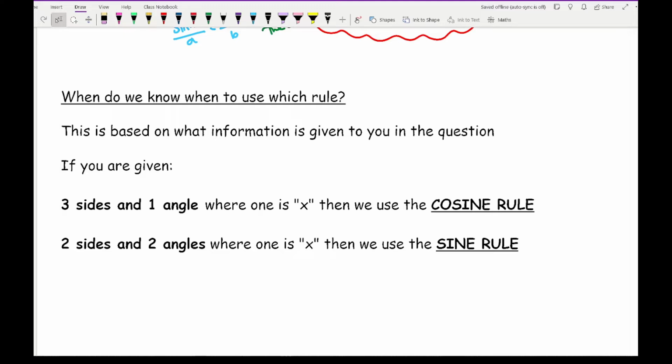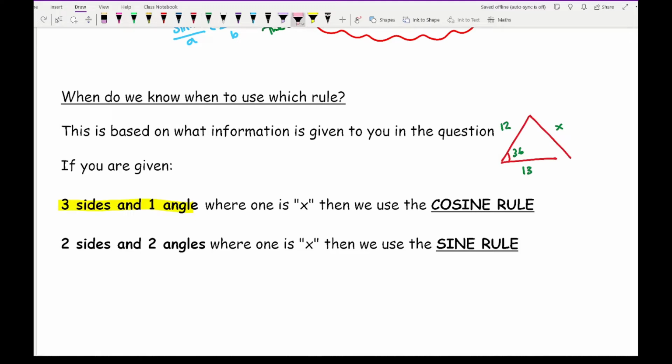So if you are given 3 sides and 1 angle, that would look something like this. Let's go for x being an angle, and I know this is 3, this is 4, and this is, let's say, 3.8. Here I've got 3 sides and an angle, so that would mean I use the cosine rule. If that was 36, this is x, that's 12, and this is 13, then again I can use the cosine rule because I know 3 sides and an angle where one of them is x.